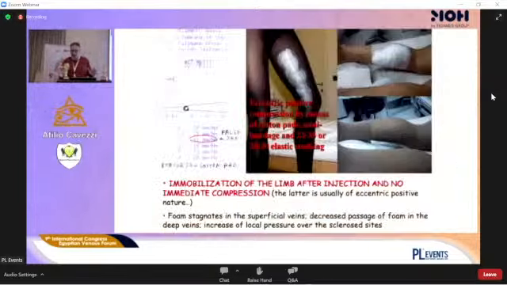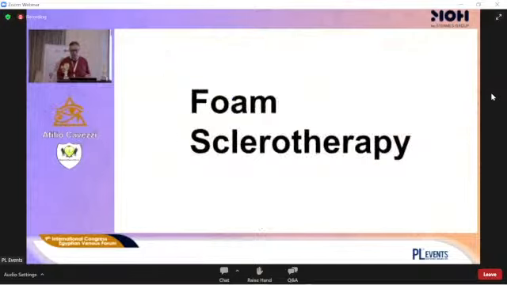Let's say that the combination of compression and immobilization is important in foam sclerotherapy, because compression should be somehow delayed a little bit when you use foam. And anyway, the patient should be immobile for a few minutes after foam sclerotherapy. That would reduce the dislocation of foam significantly. If you immediately compress, or if the patient immediately moves, your foam will move and the result will be lower.